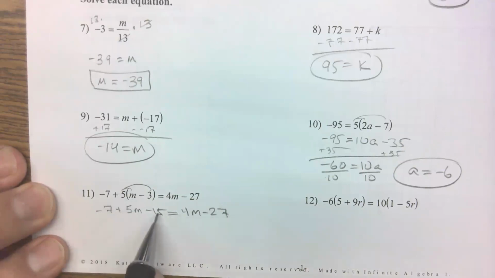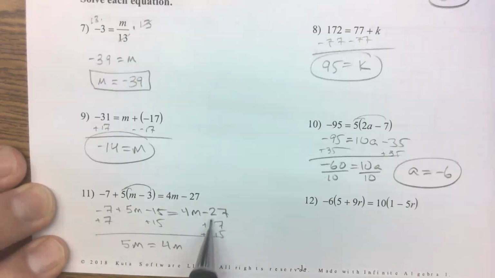So I'm going to move all of my constants over to the right. Instead of a negative 7 here, I'm going to add a positive 7 here and another positive 7 here. Instead of a negative 15 here, I'm going to add a positive 15 and a positive 15. Again, I always have to do the same thing to one side of the equation as I do to the other side of the equation. And that then gets me 5m is equal to 4m. This is 22, so that's going to be minus 5.